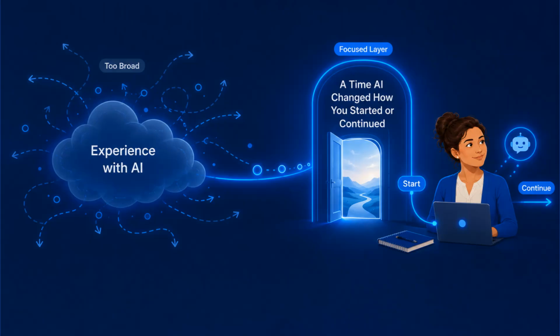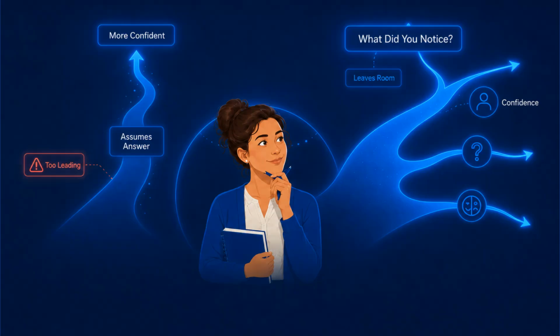Another common mistake is writing questions that are too broad. Tell me about your experience with AI, may open conversation, but it does not guide the participant toward the layer you need. A stronger version would be, tell me about a time when AI changed how you started or continued an assignment. A third mistake is writing questions that are too leading. How did AI make you more confident? Assumes confidence increased. A stronger version is, what did you notice about your confidence while working on that assignment?